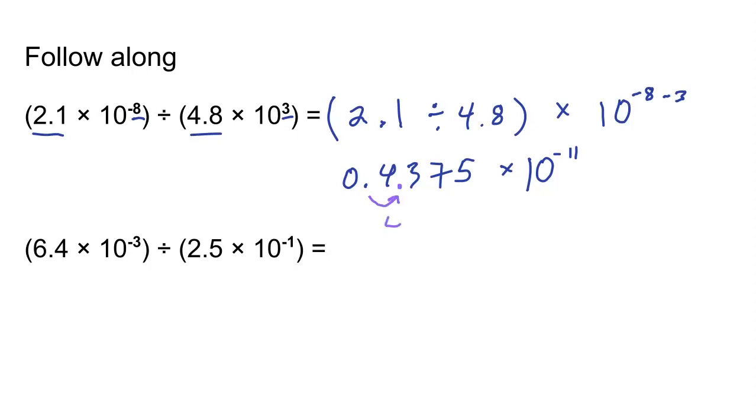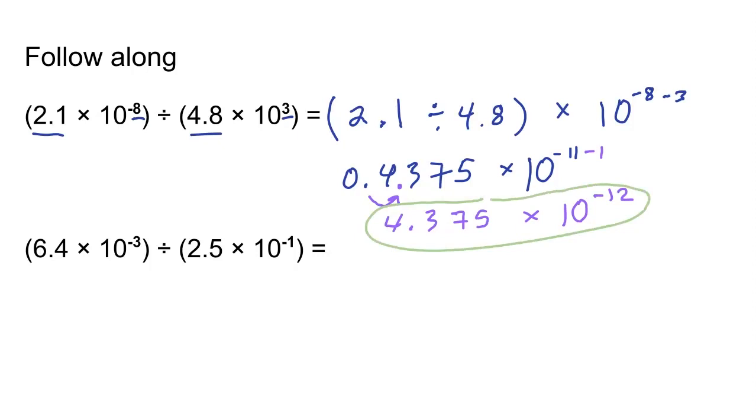So my new coefficient becomes 4.375 times 10, but since I moved the decimal point one place to the right, which is the same as increasing it by a factor of 10, I need to offset that by subtracting 1 from the exponent. And negative 11 minus 1 equals negative 12. So my final answer is 4.375 times 10 to the negative 12th.